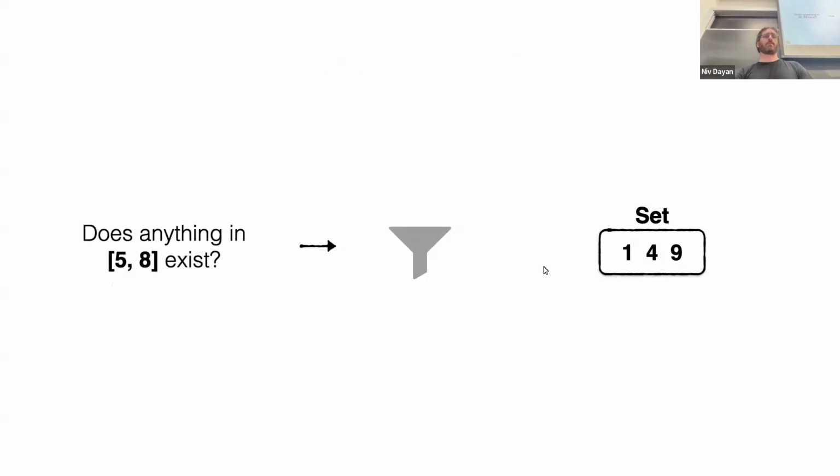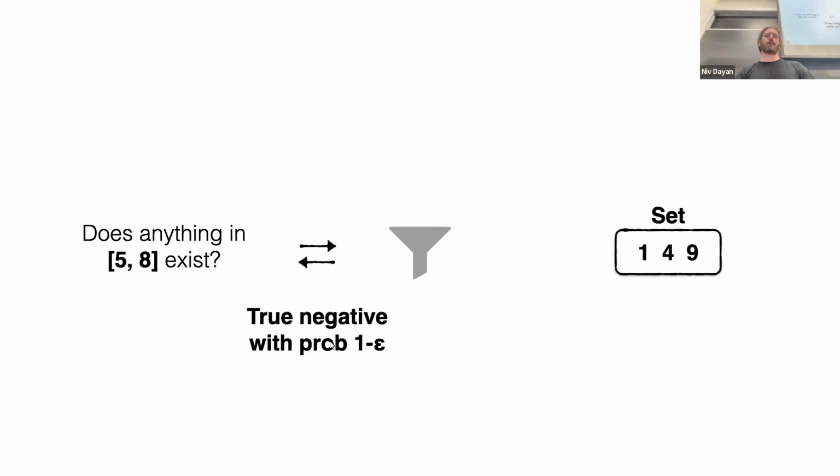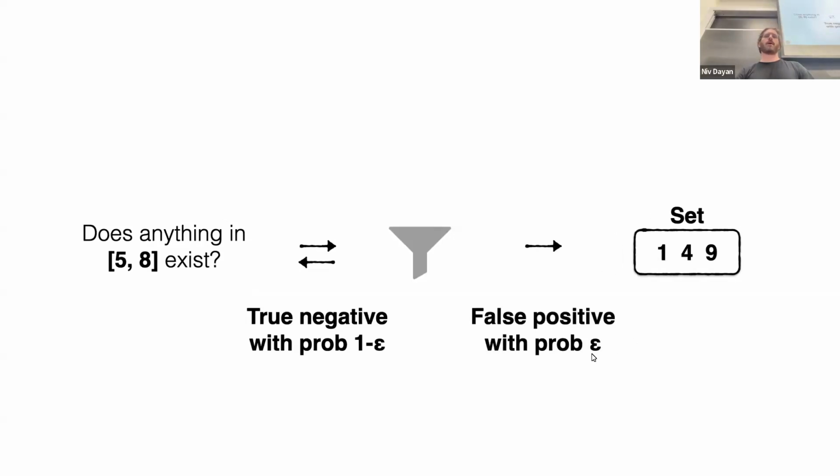All right, and here's another example of a query from 5 to 8, where this range actually happens to be empty in the key set. So in this case, we would get a true negative with this probability, but we could also get a false positive with this probability. Okay, that's what we would want at least.